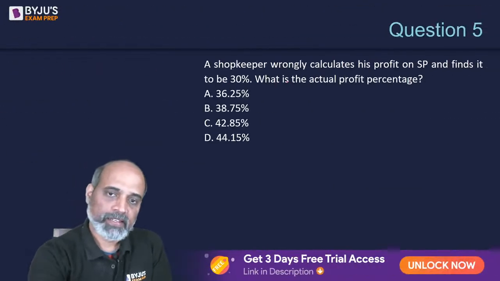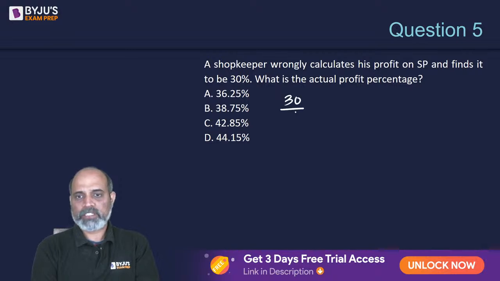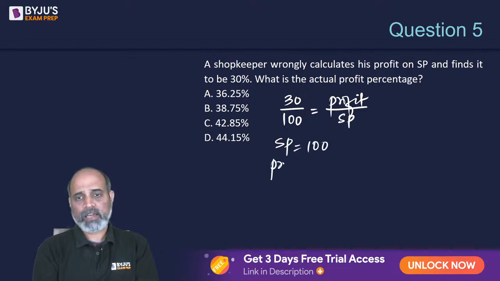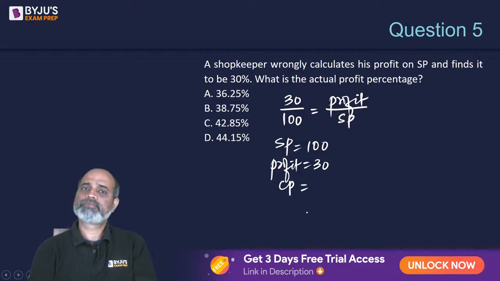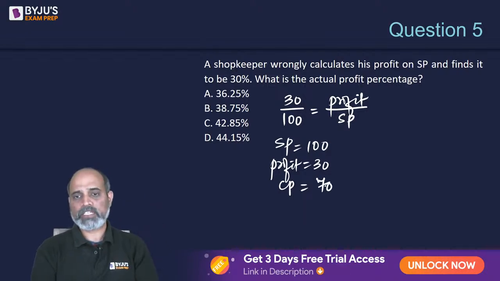Okay. Next, a shopkeeper wrongly calculates his profit on SP and finds it to be 30%. What is the actual profit percentage? So 30% means 30%. And it says that this is profit upon SP. This is what he calculates. So looking at this fraction, we can say that selling price is 100 and the profit is 30. So what will the cost price be? Selling price is 100 after a profit of 30. So the cost price should be 70.